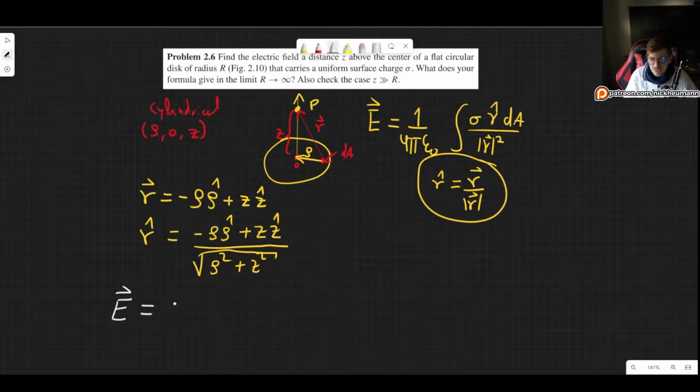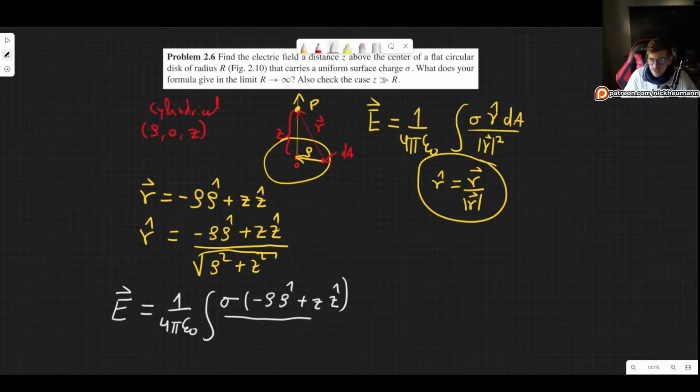So the electric field is 1 over 4 pi epsilon 0. We integrate sigma, now r hat, which is, as we saw, minus rho in the rho hat direction, plus z in the z hat direction, all of this divided by this r vector squared, well, actually cubed now because we introduced another one when we took this. And what is that vector? That vector is simply the square root of rho squared plus z squared, cubed. So we get this to the 3/2. And then we have this dA.